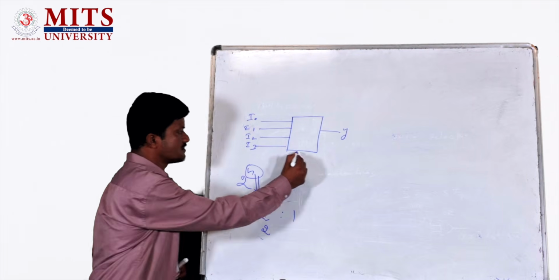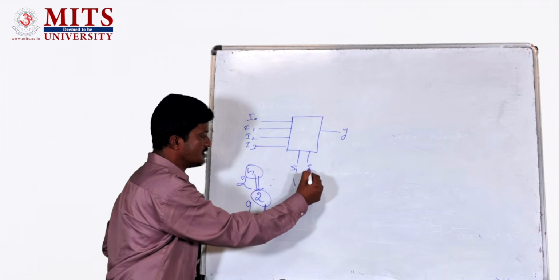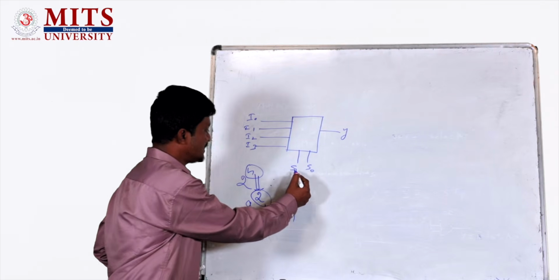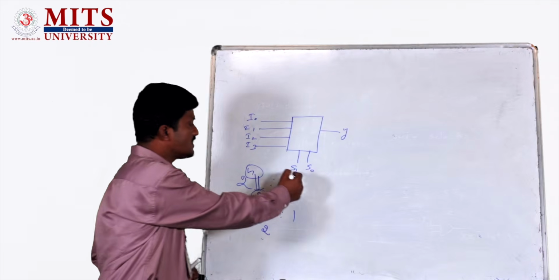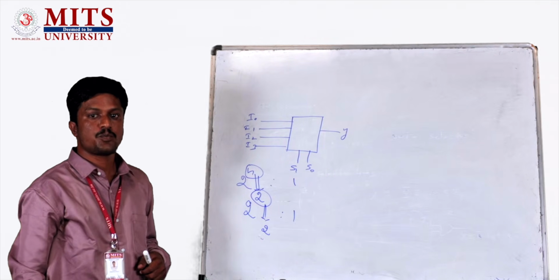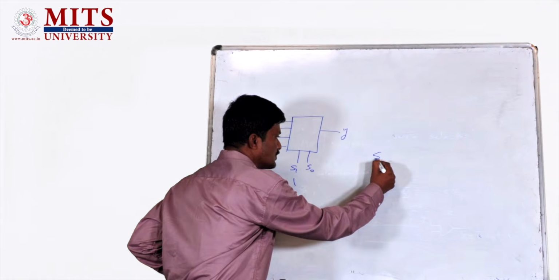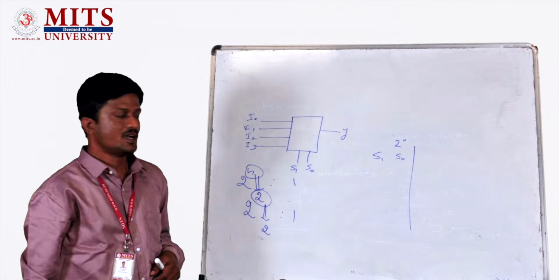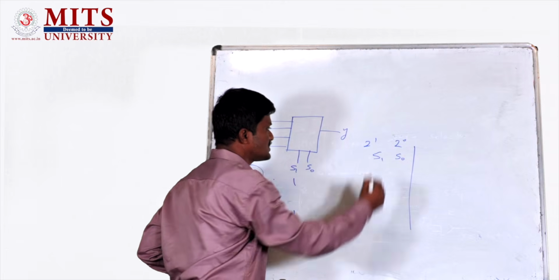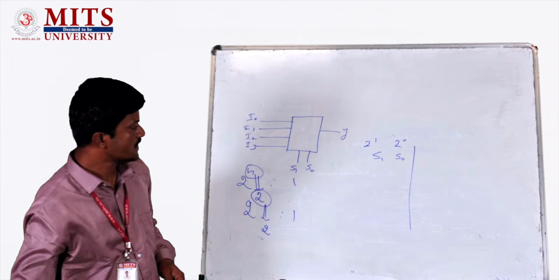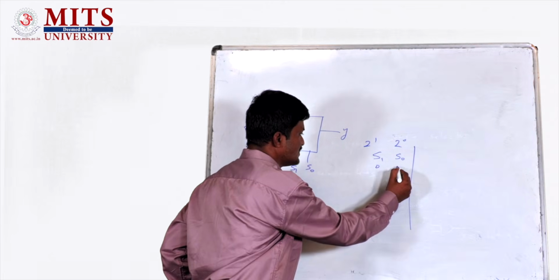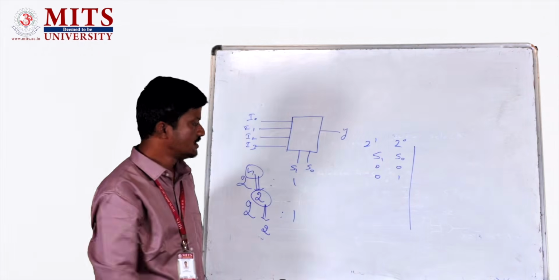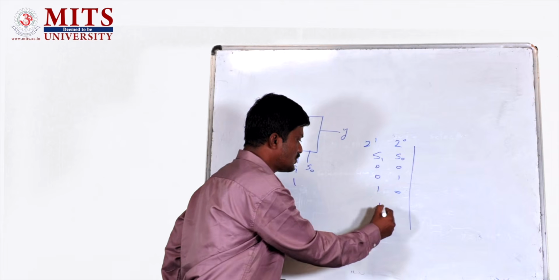So I can name them S1 and S0. This one indicates the LSB, least significant bit, and S1 is the most significant bit. So here the number of selection lines is 2, then there are 4 possible combinations. The four possible combinations are 0 0, then 0 1, 1 0, and 1 1.